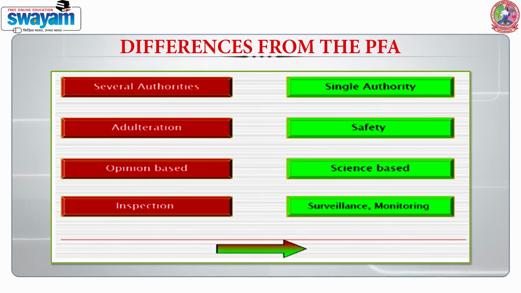Under PFA, we had several authorities. Under FSSA, we have a single authority. There we were talking about adulteration of food. Now the focus is on the safety of food. The earlier act was opinion based. The new one is more science based. The PFA was only based on inspection, whereas the Food Safety and Standard Act 2006 is based on surveillance and monitoring.